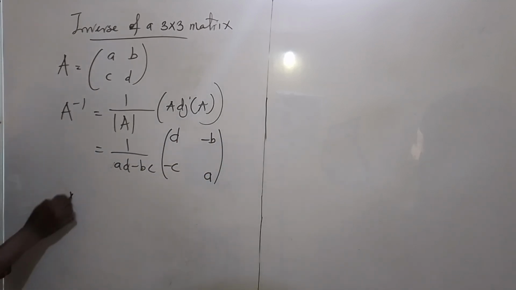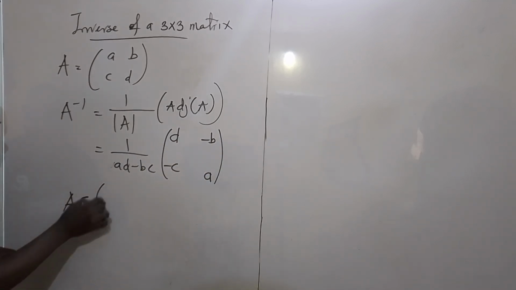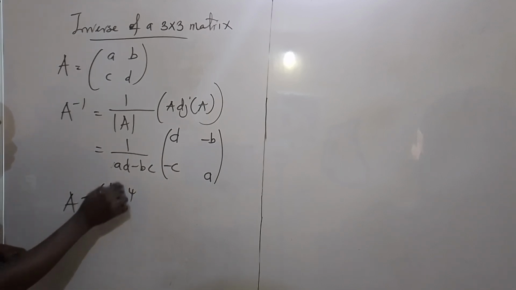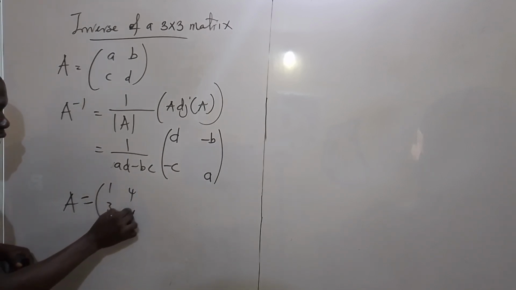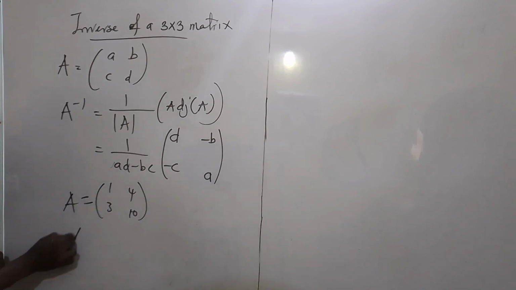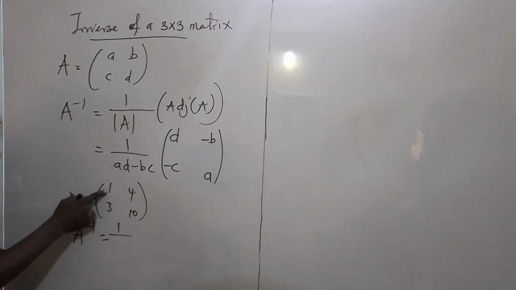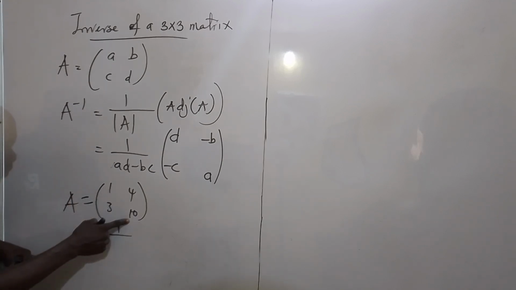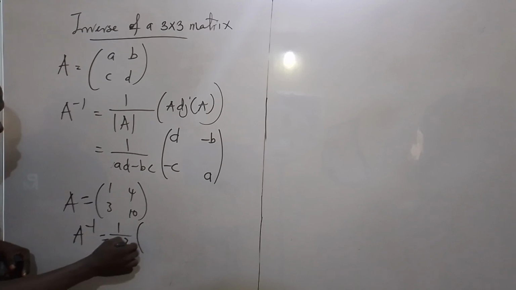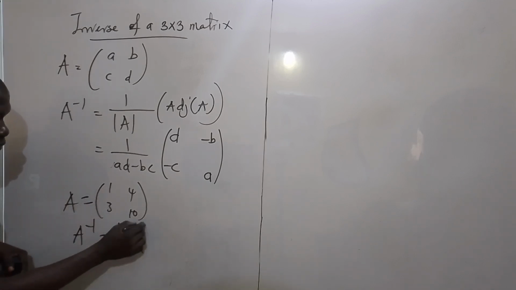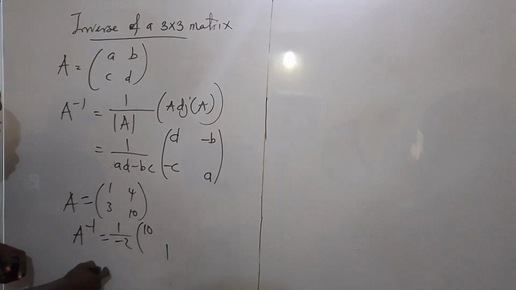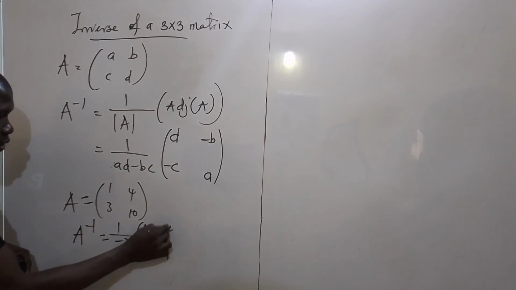For instance, if I have matrix A as 1, 4, 3, and let's say 10. If I want to find the inverse of matrix A here, this is simply 1 over the determinant of matrix A. 1 times 10 is 10, minus 3 times 4 is 12. So 10 minus 12 is minus 2, times, we switch the 1 and 10 positions. 10 comes here, 1 comes down here. 3 and 4 are multiplied by minus 1. So minus 3 and minus 4.